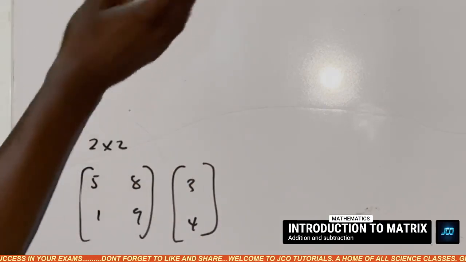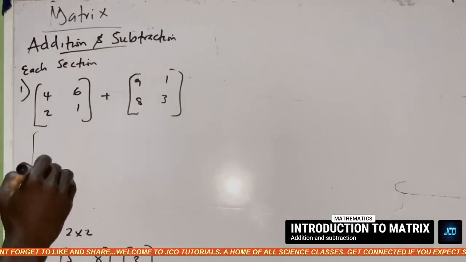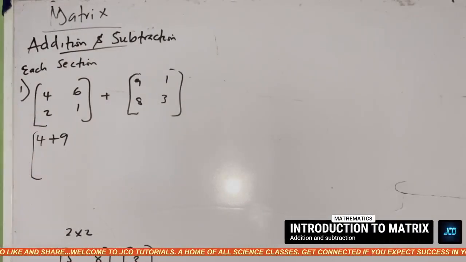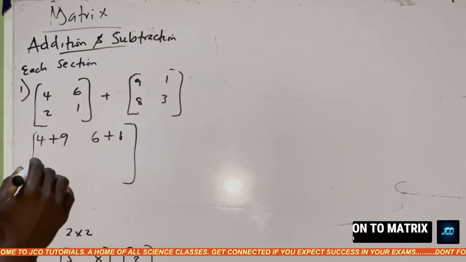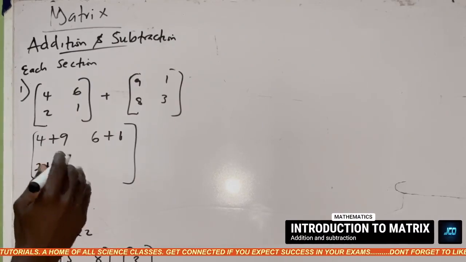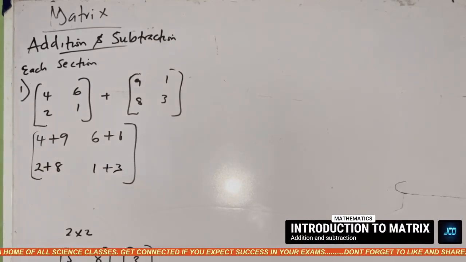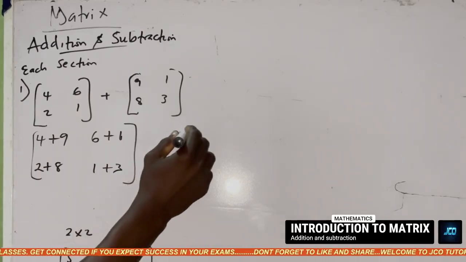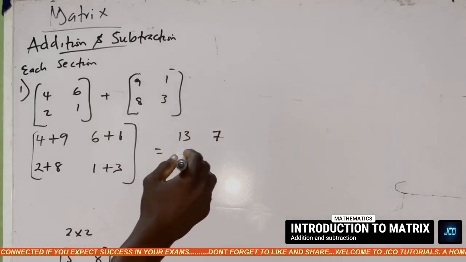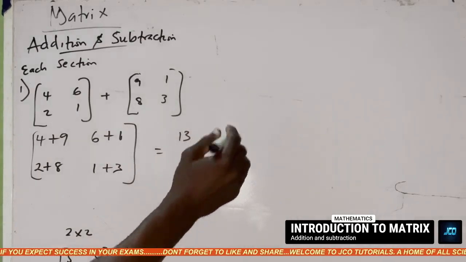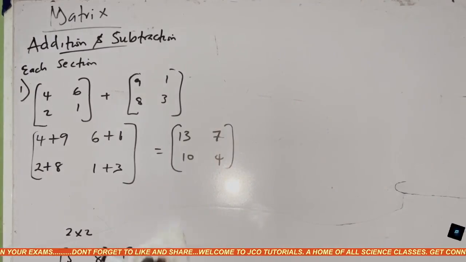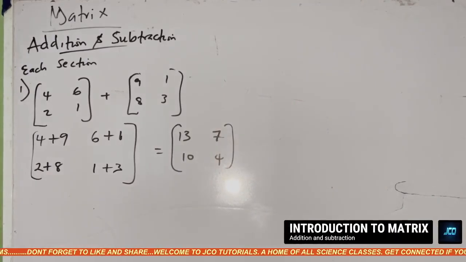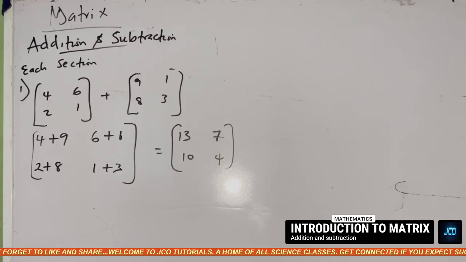So each section will do the addition. 4 plus 9 is the first section at the top left. 6 plus 1, the next section, then 2 at the bottom left plus 8. Then bottom right, 1 plus 3. This is how we add the matrix, and then we get 13, 7, 10, and 4. That's for addition. What of subtraction? Just the same thing. Addition and subtraction is not a complex issue in matrix.